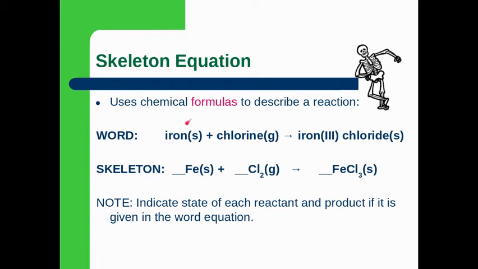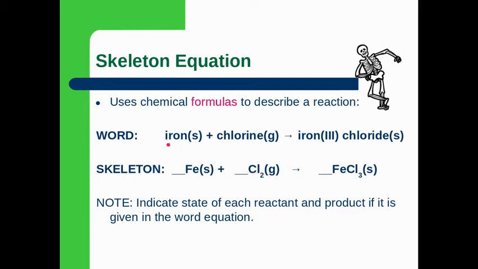And so we take these words or names and we change them into formulas. We use the same placement of the pluses and the state symbols, and notice that the arrow's in the same spot. All we've done here is changed the words or names into formulas. I've also left these little lines in front of each formula because when we start balancing, that just assures us that we have plenty of room to do the balancing. At the moment, you don't have to worry about those lines.